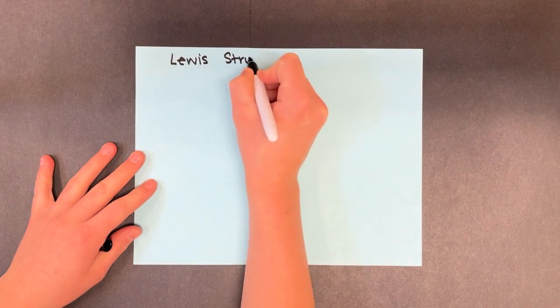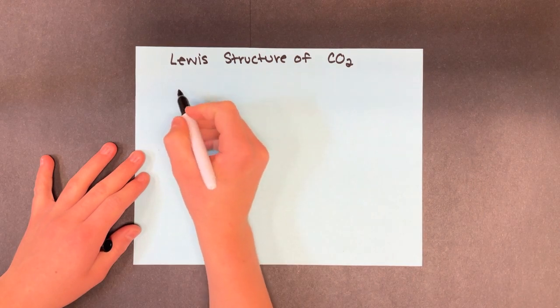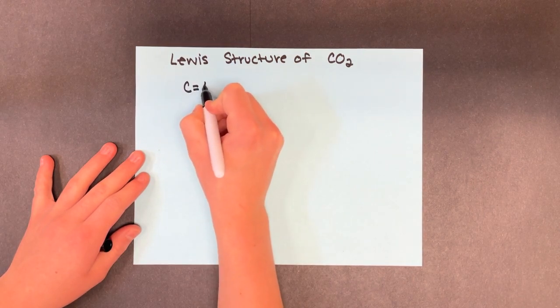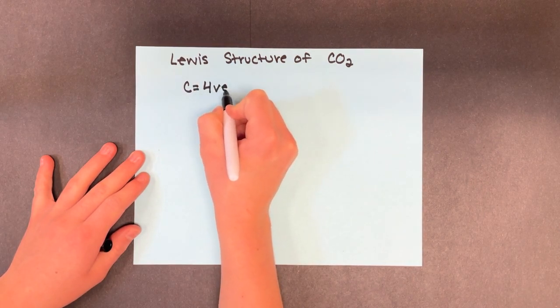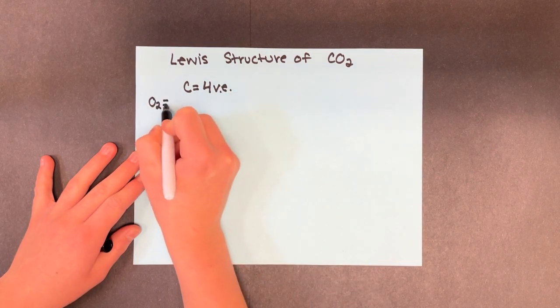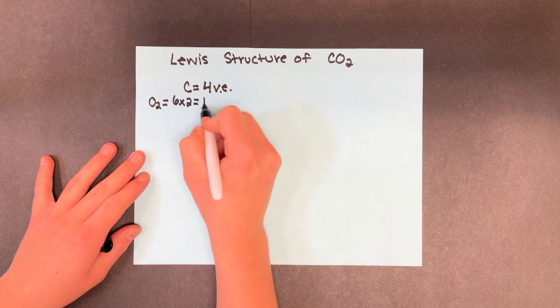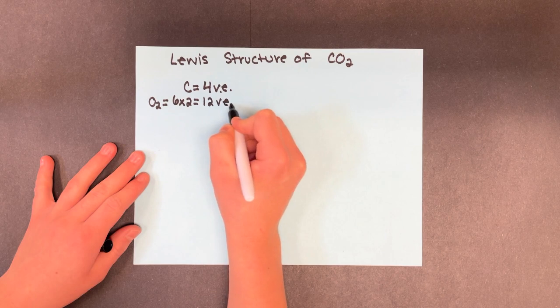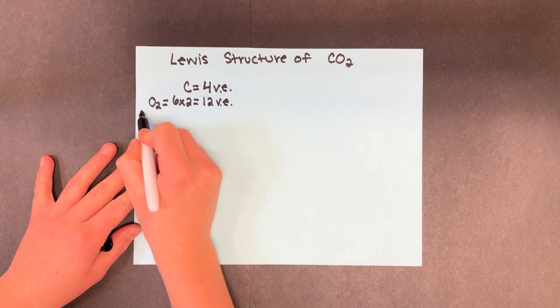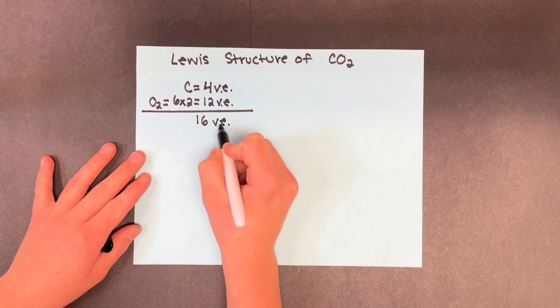Now let's look at the Lewis structure of CO2, a little bit harder of a molecule. First step is to find the valence electrons. Carbon has 4 valence electrons. O2 has 6 times 2, which equals 12 valence electrons. 4 plus 12 equals a total of 16 valence electrons.